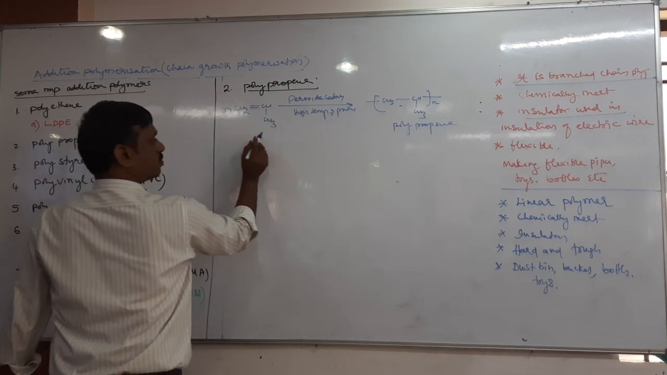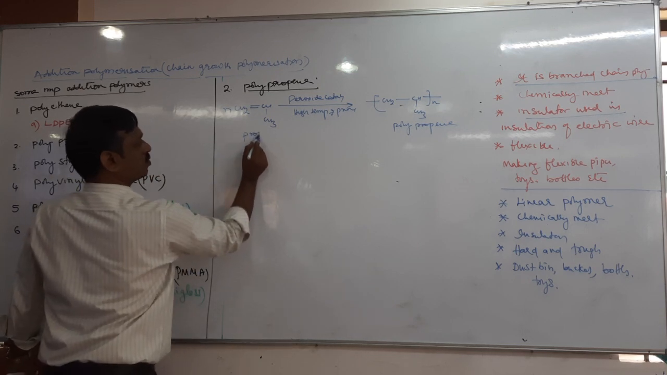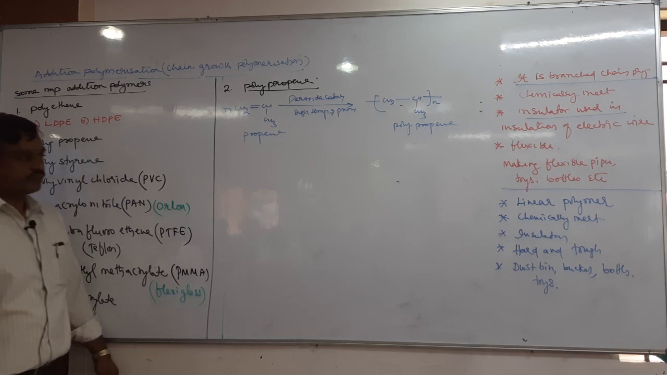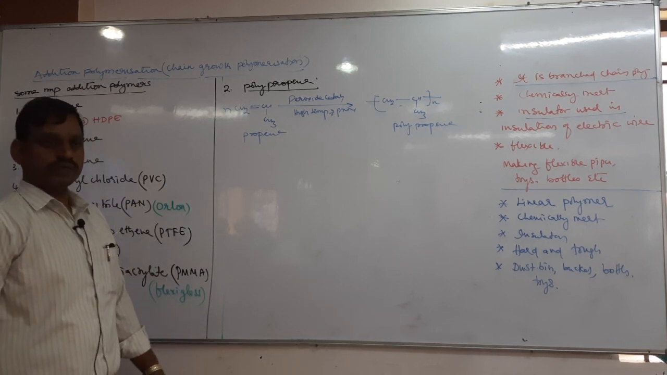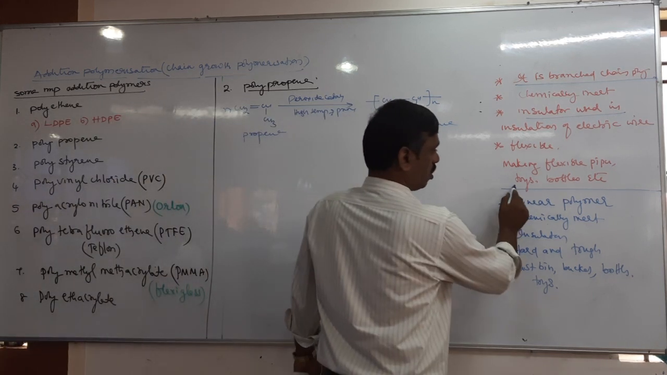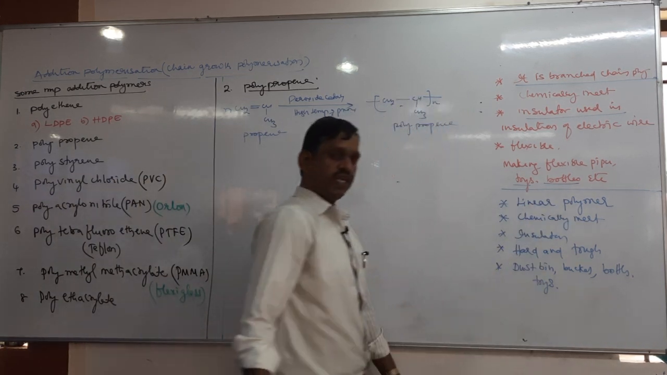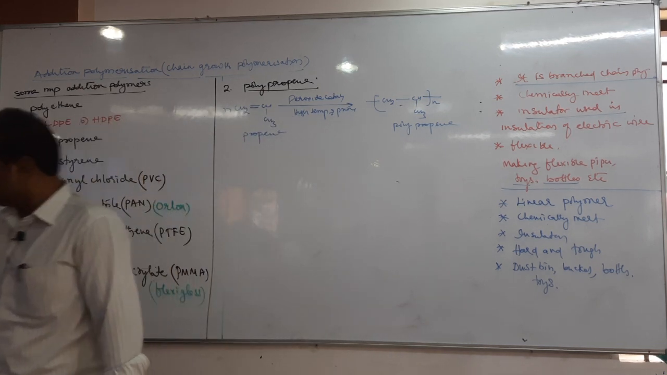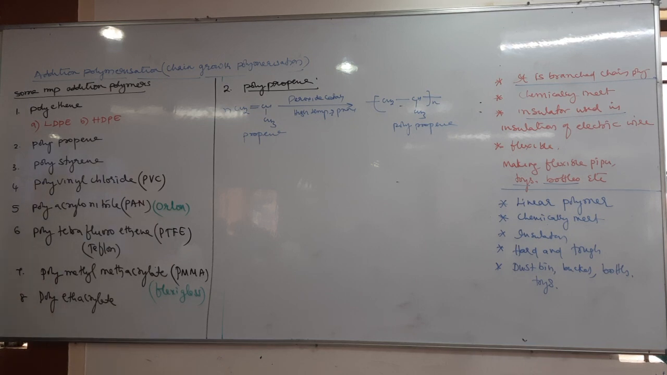Polypropene. Okay. Where is this used? It is used in making toys, bottles, ropes, etc. It is used in making toys, rope, comma, pipes, etc.